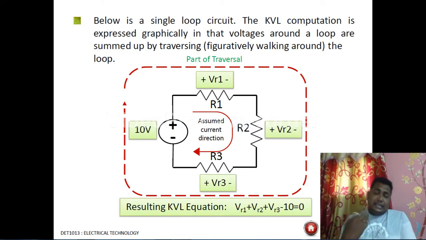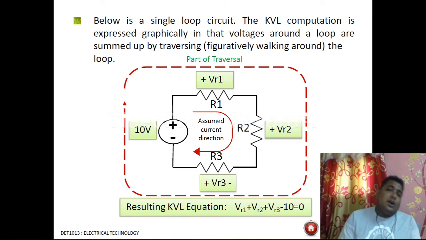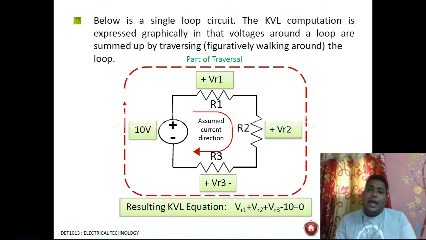Yes. So let us take an example. In this particular diagram, as you can see, there is a 10-volt source and 3 resistors, all connected in series. There is an R1 resistor, an R2 resistor, and an R3 resistor. Across R1 there is a voltage drop of VR1, across R2 there is a voltage drop of VR2, and across R3 there is a voltage drop of VR3.